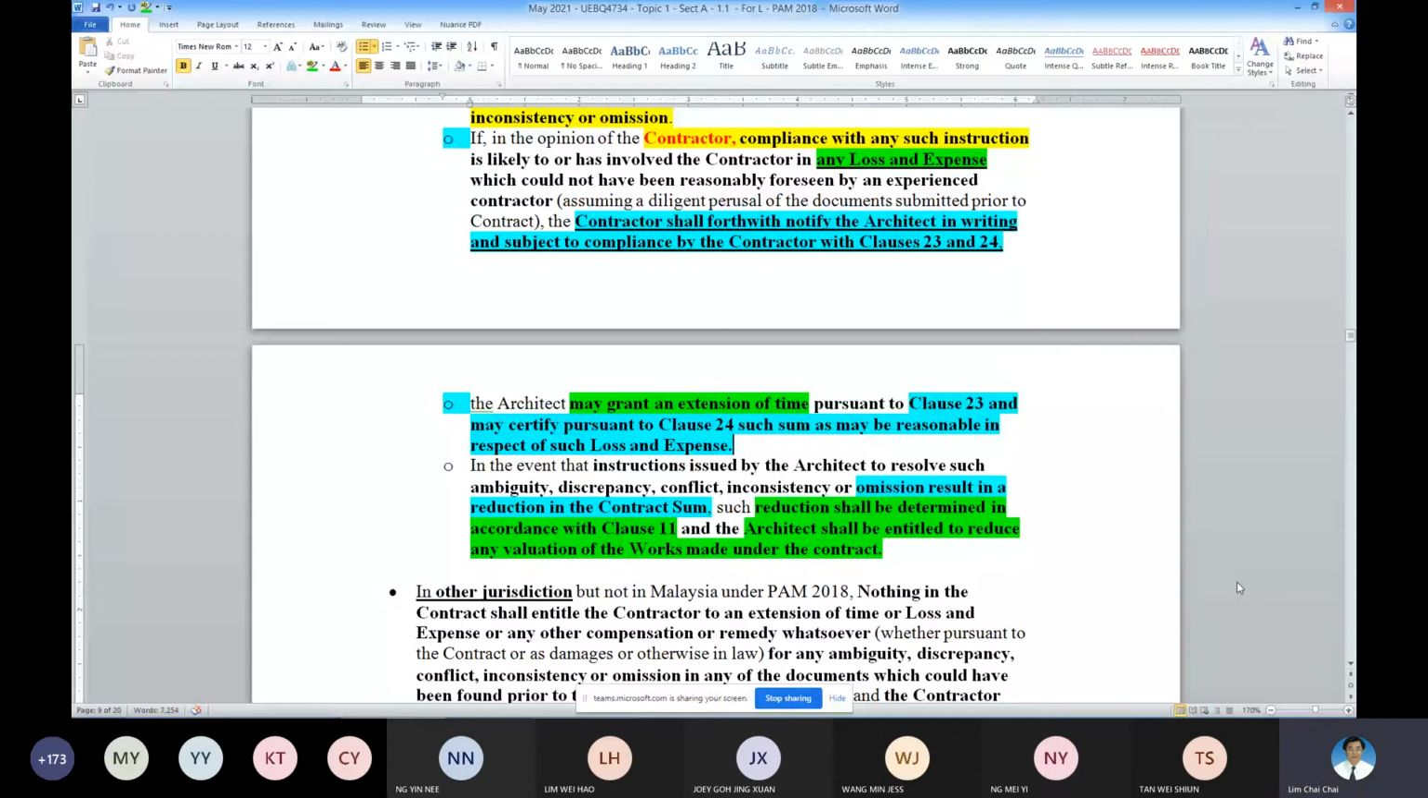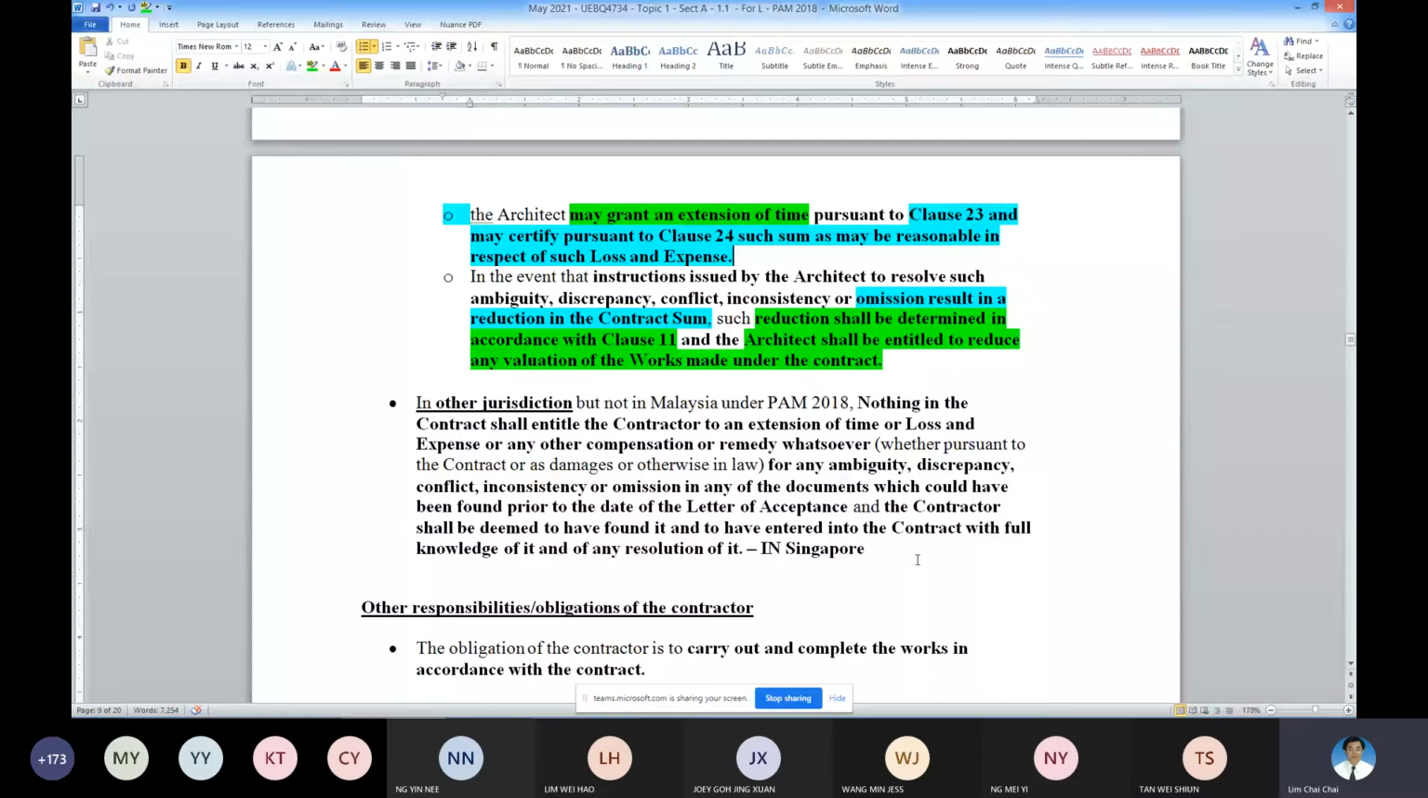When we go further into the later parts of the lectures. So this is one special case, one special case in Singapore. You'll find that this is happening in another jurisdiction, what I mean is not in Malaysia. In Singapore, it will have this type of very special clause: nothing in the contract entitles the contractor to extension of time or loss whatsoever for any ambiguity and so on. It's not in Malaysia.